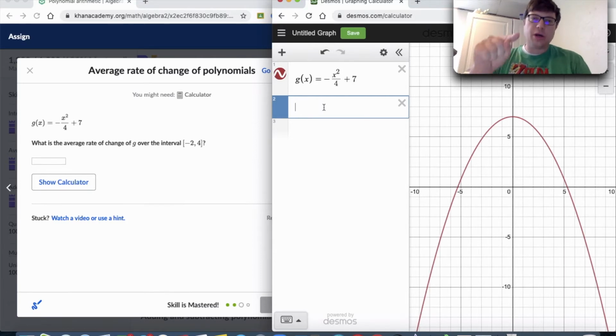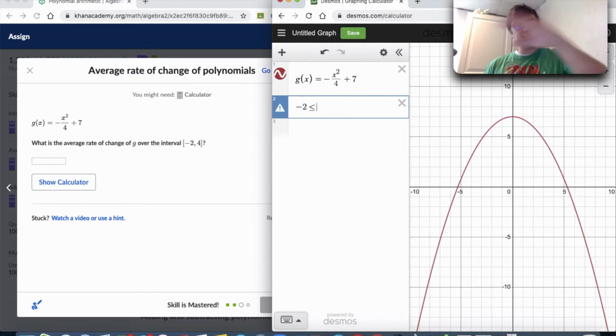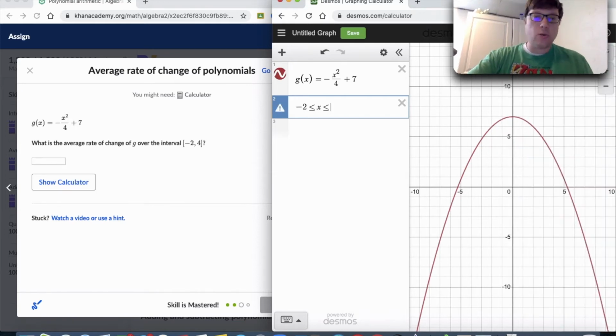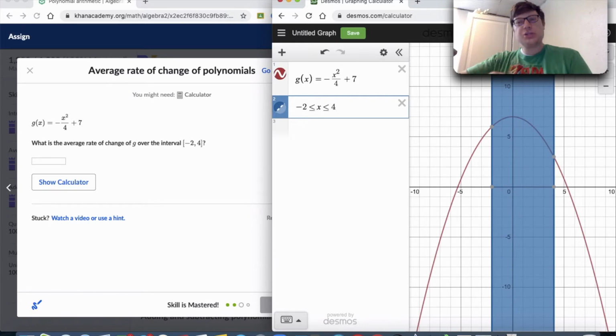I can cheat though. I can use this notation of brackets as less than or equal to signs. So -2 is less than or equal to, that's literally the less than sign with the equal sign after it, x less than or equal to 4. It creates this interval, this vertical band, and I want to know, from the dot on the left side of the band, hint, g of -2, I'm writing it, you'll see it in a second. g of -2 is 6, and g of 4 is 3.